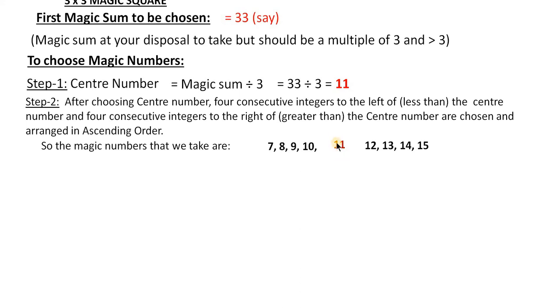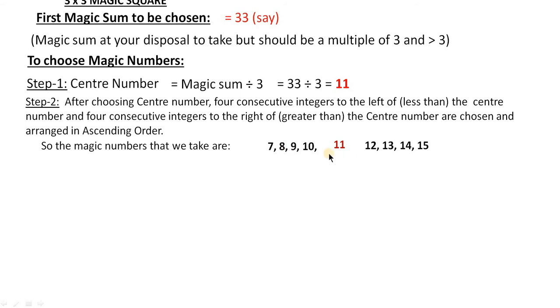I can take the immediate odd predecessors of 11 also. The 4 immediate odd predecessors, which come before 11, are 9, 7, 5, 3. So I can choose like that also. In that case, the common difference will be 2.